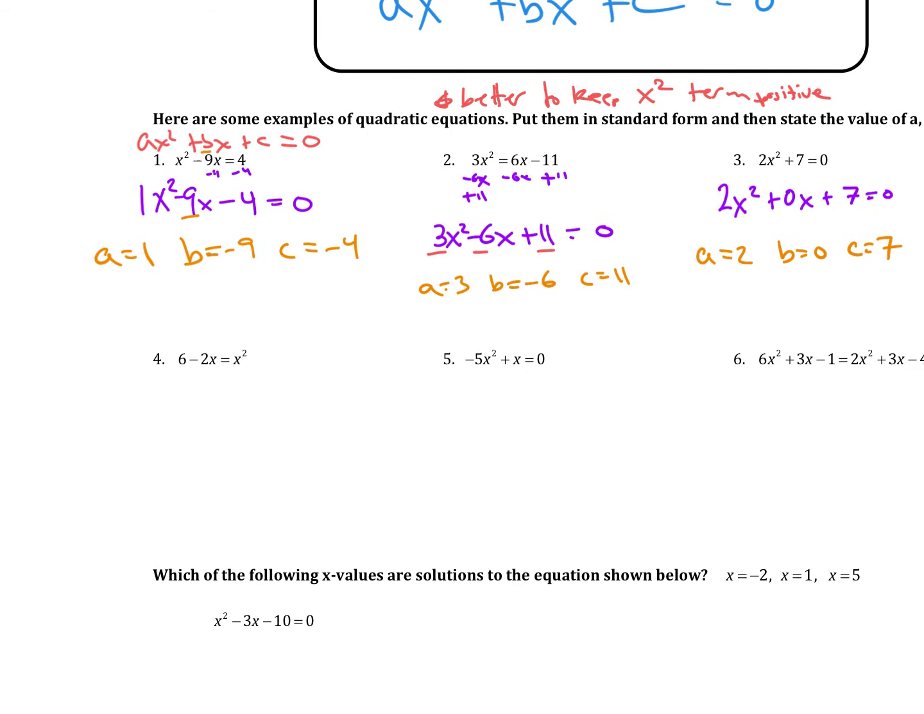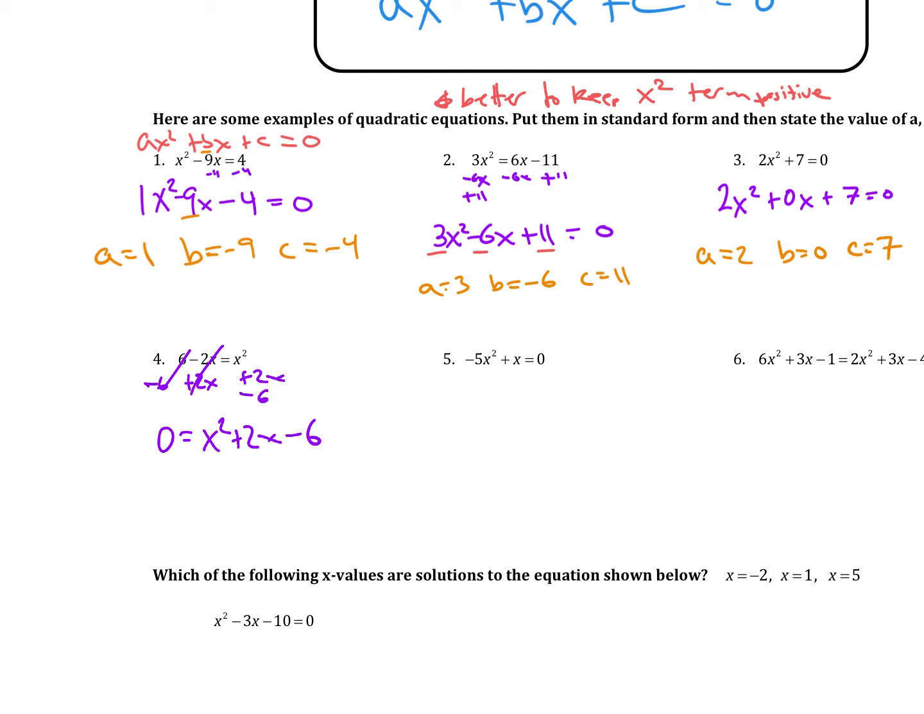All right, let's look at number 4. I've got 6 minus 2x equals x squared. Same idea here. X squared is positive on the right, so let's move everything to the right side with the x squared. I'm going to add 2x, and I'm going to minus 6. And that way, these all cancel out there. I get 0 equals x squared plus 2x minus 6.